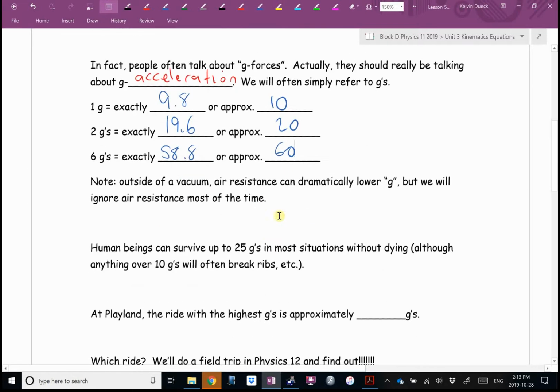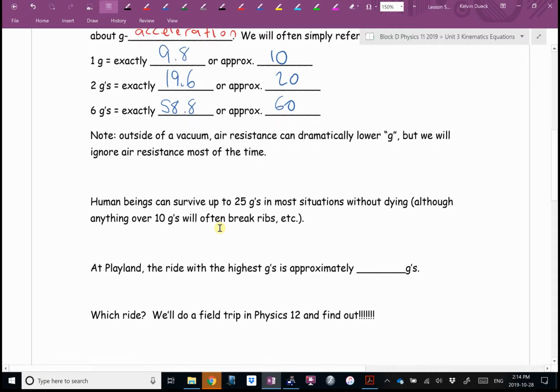Human beings can survive up to 25 Gs in most situations without dying, although typically anything over around 10 Gs, we're breaking bones or ribs or things like that. So typically anything after 10 is going to require a hospital visit. Anything above 25 is going to be really tough to survive. You can if you're in good shape, and it all depends on what angle you're absorbing the acceleration at.